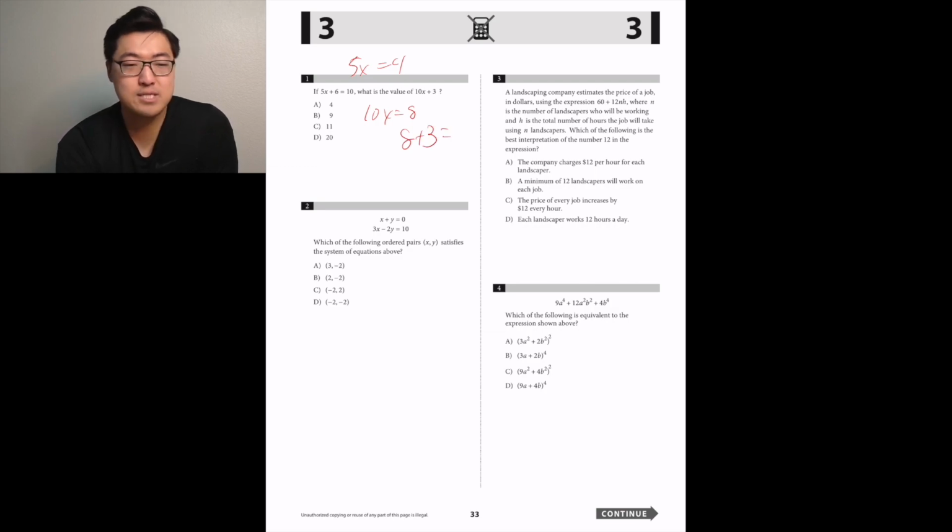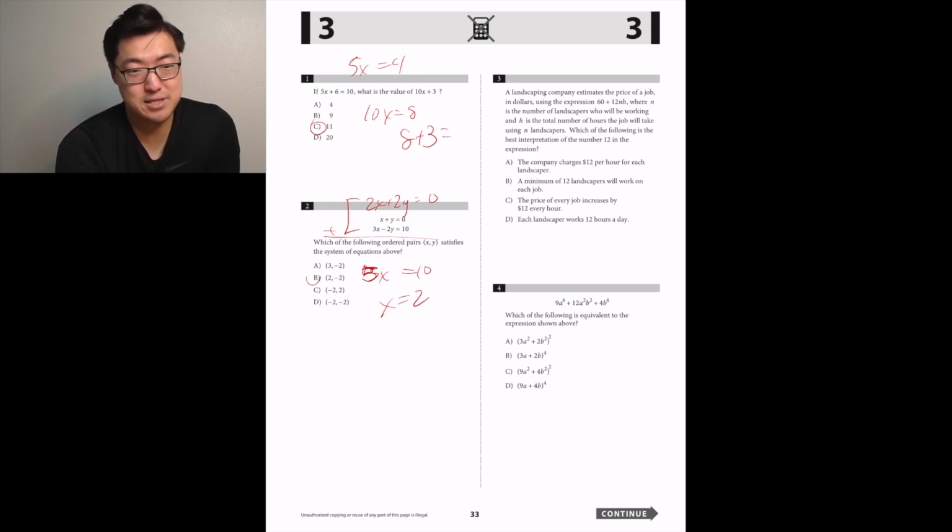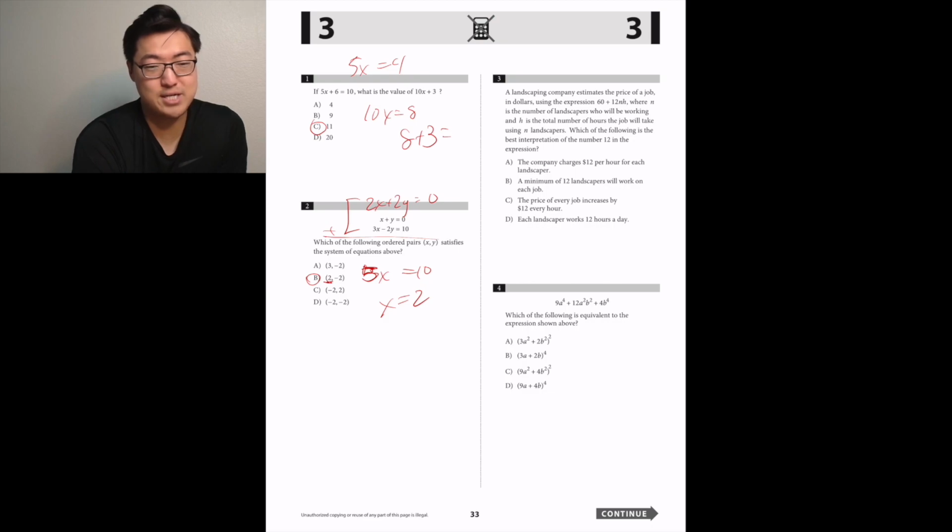11. C. Which of the following ordered pairs satisfies the system of equations above? I'm just going to plug in, I think. So A fails because 3 plus minus 2 is not 0. I'm going to try B in the second equation because it looks like... Oh, it's B or C. Those are the ones that are going to work in the first equation.